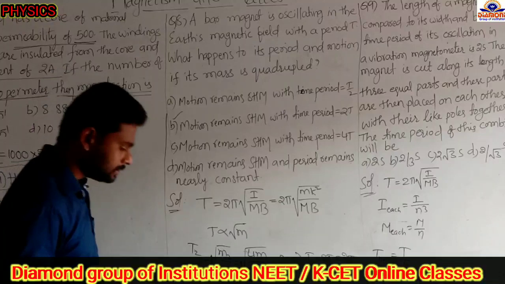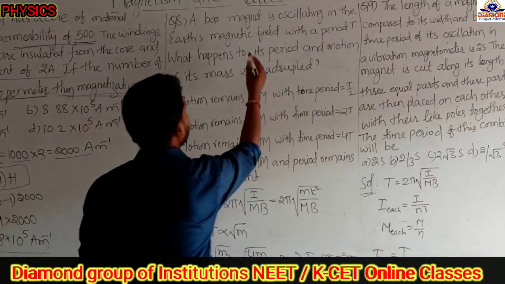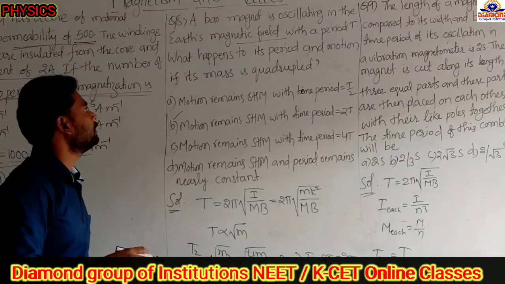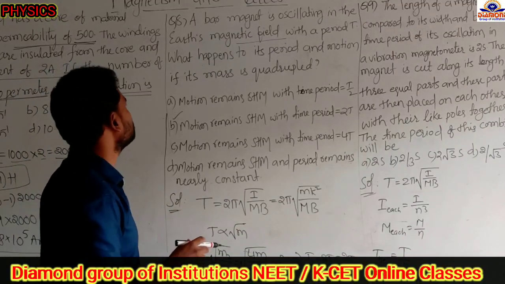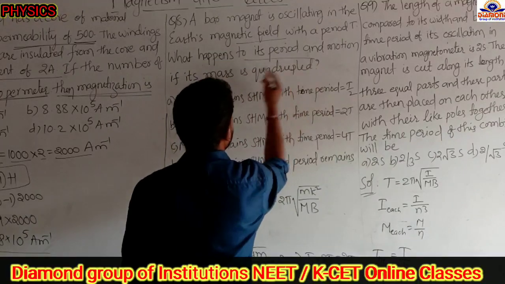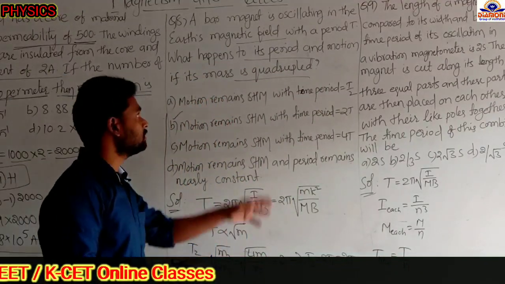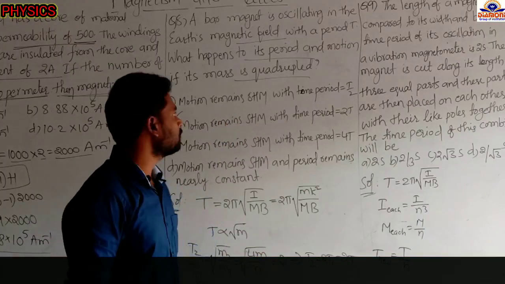A bar magnet is oscillating in the earth's magnetic field with a time period T. What happens to its period and motion if its mass is quadrupled? So the motion does not change. Previously it was simple harmonic motion, and now also simple harmonic motion.